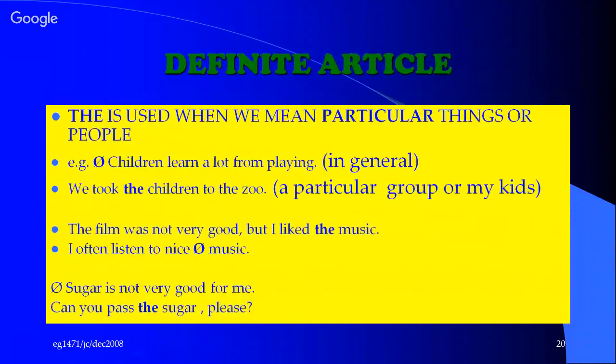The is used when we mean particular things or people. Children learn a lot from playing. So when we are talking about children in general, we are not talking about a particular group of children. We are talking about children in general. So they learn a lot from playing. We took the children to the zoo. The children here means a particular group of children, or maybe my children.